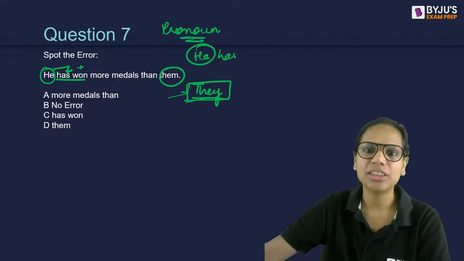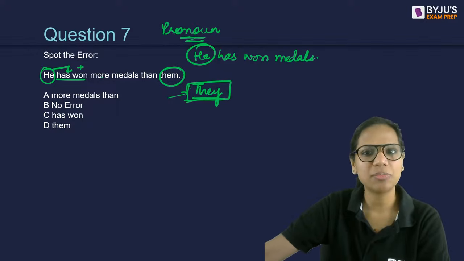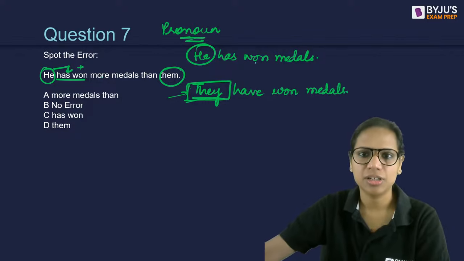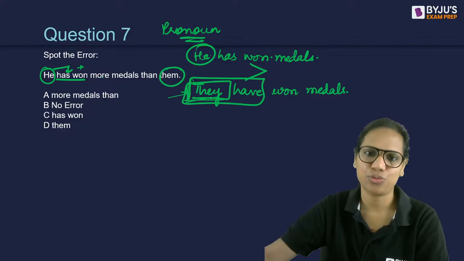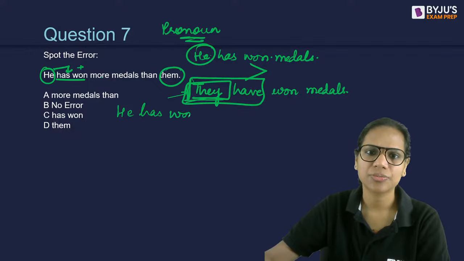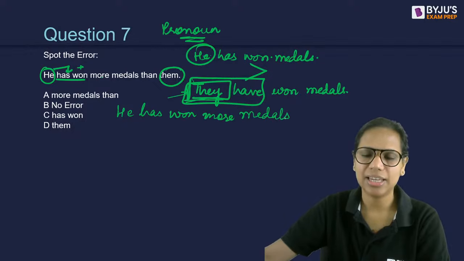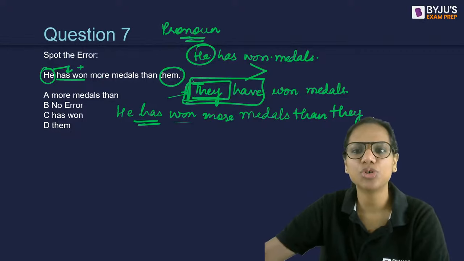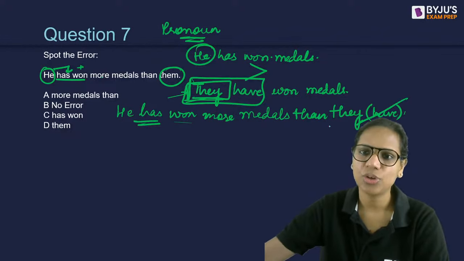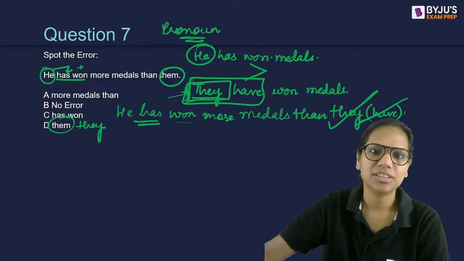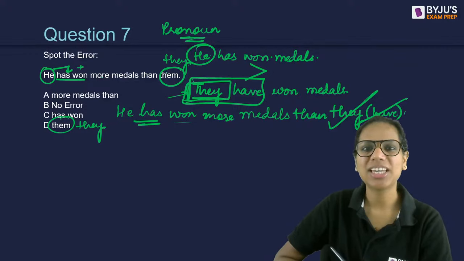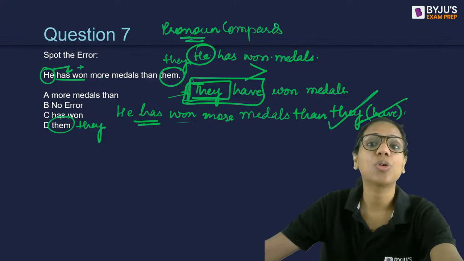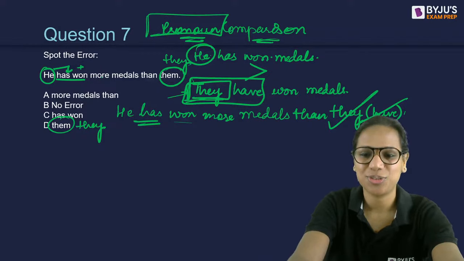The logic is that when this thought came to your mind, you must have thought this. He has won medals, and they have also won medals, right? Then you compared: he has won more medals than they have. Now you simply skip the have because there is already a has. So he has won more medals than they have. The have is skipped. So they should come here. They, not them. In our conversations we say them, but in written English it should be they. This is called pronoun comparison, and it's an important concept. So now you see how pronouns are also important for you, right?